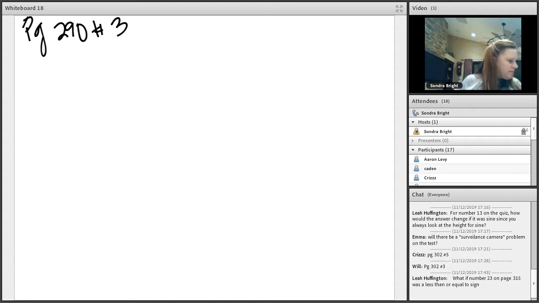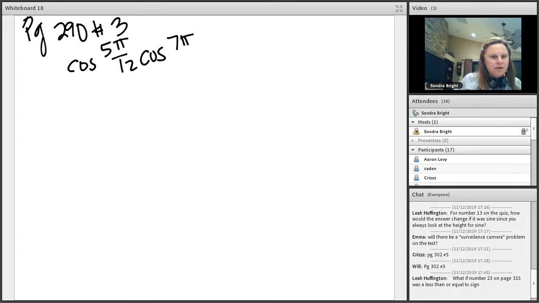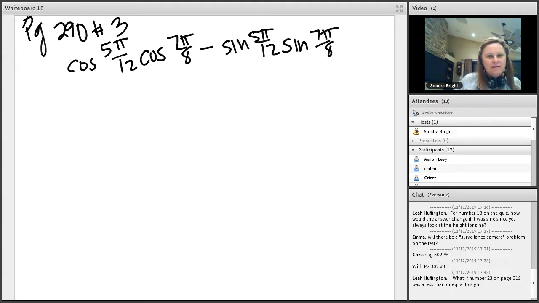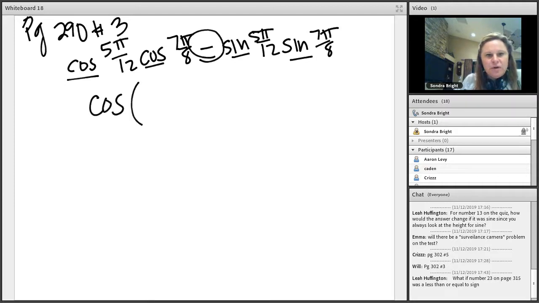All right, so they want you to express in terms of sine, cosine, or tangent of one angle. And it's cosine of 5 pi over 12 times cosine of 7 pi over 8 minus sine of 5 pi over 12 times sine of 7 pi over 8. So you got to notice the pattern that it's cosine, cosine, sine, sine. Change the sign in the middle. Yeah? So that means this is equivalent to cosine of the first angle plus the second angle. And it's a 5 pi over 12 plus a 7 pi over 8.